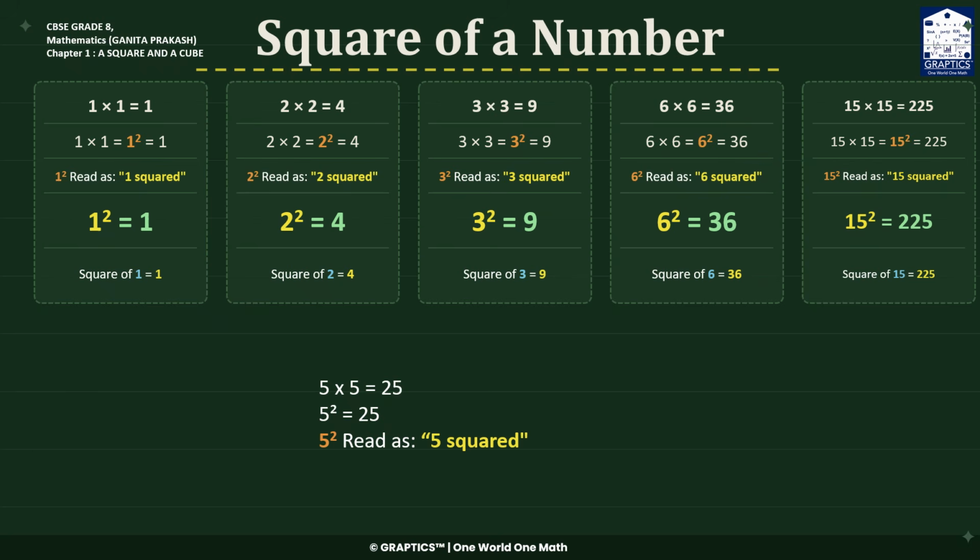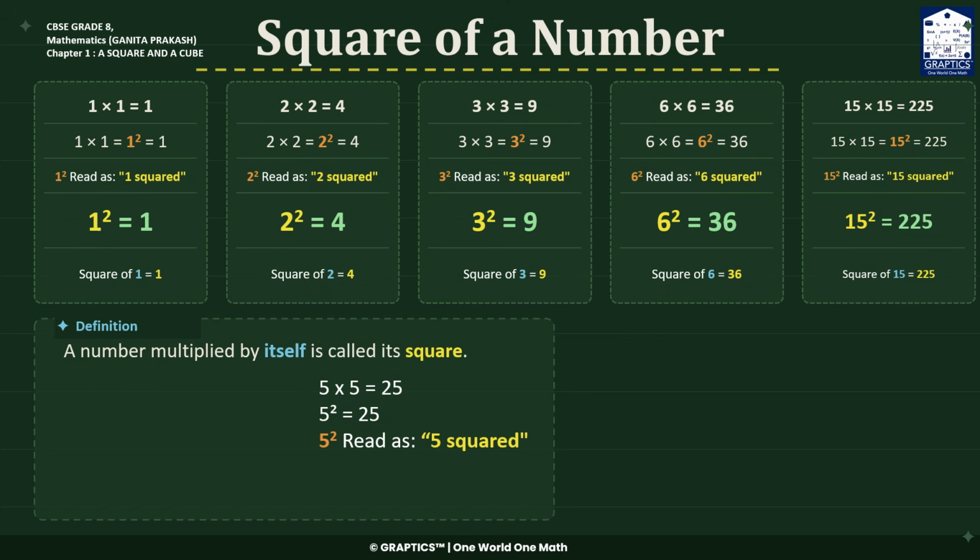Excellent. Now let us look at the definition one more time. A number multiplied by itself is called its square. In general, for any number n, we write n multiplied by n as n squared. This is the notation we will use throughout this chapter.